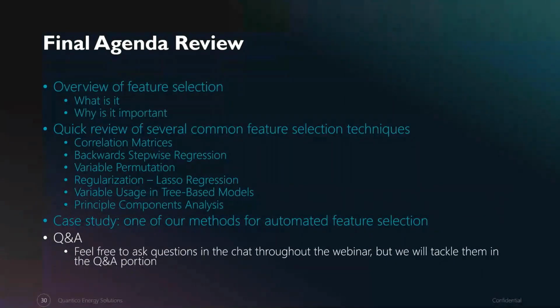So in conclusion, this is what we covered in the webinar. We talked about feature selection, what it is, why it's important, some common feature selection techniques that I've seen in various industries, and then the one that works for us for one of our workflows. And now we're going to enter a time of Q&A. So feel free to ask questions in the chat, and we'll tackle them now.